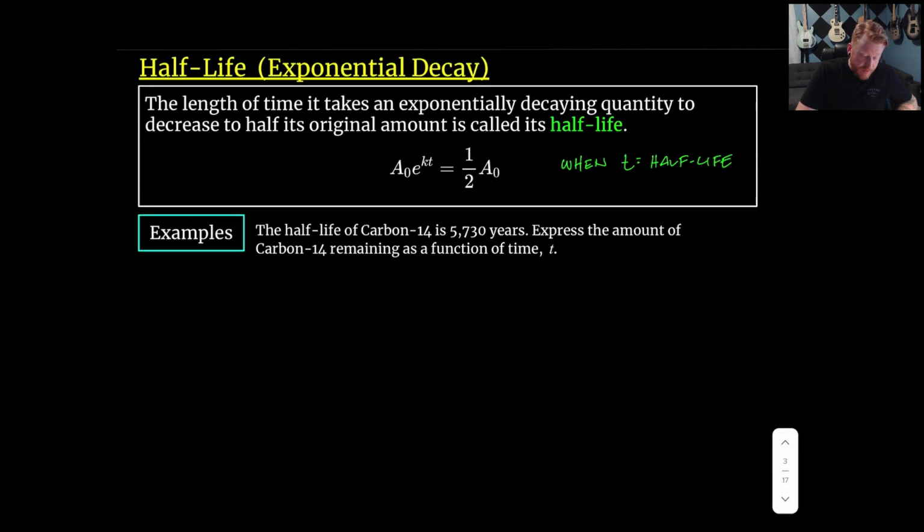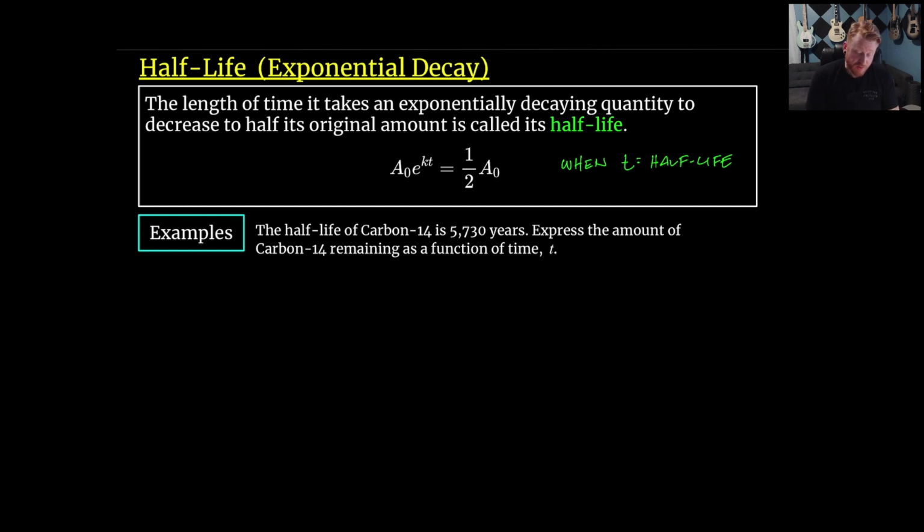Next we will look at half-life, which is modeling exponential decay. The length of time it takes an exponentially decaying quantity to decrease to half of its original amount is called its half-life. So what that's saying is we start with some initial amount. If we start with 100 grams of, let's say, carbon-14, then how long does it take to get down to 50 grams? And then how long will it take that 50 grams to get down to 25 grams, etc. So each half-life, there will be half the initial amount left over.